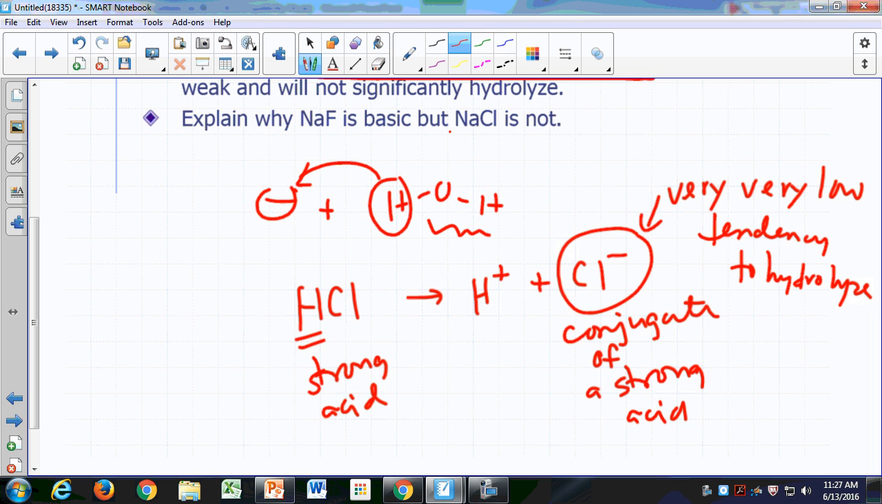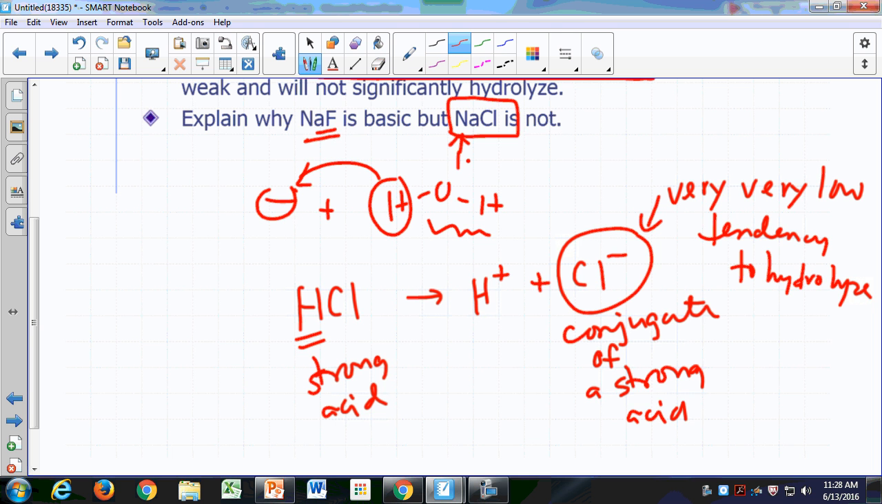So that explains why sodium chloride is not basic: the chloride cannot pull a proton away from a water molecule to produce hydroxide. In fact, sodium chloride is neutral because the sodium ion itself also does not hydrolyze.